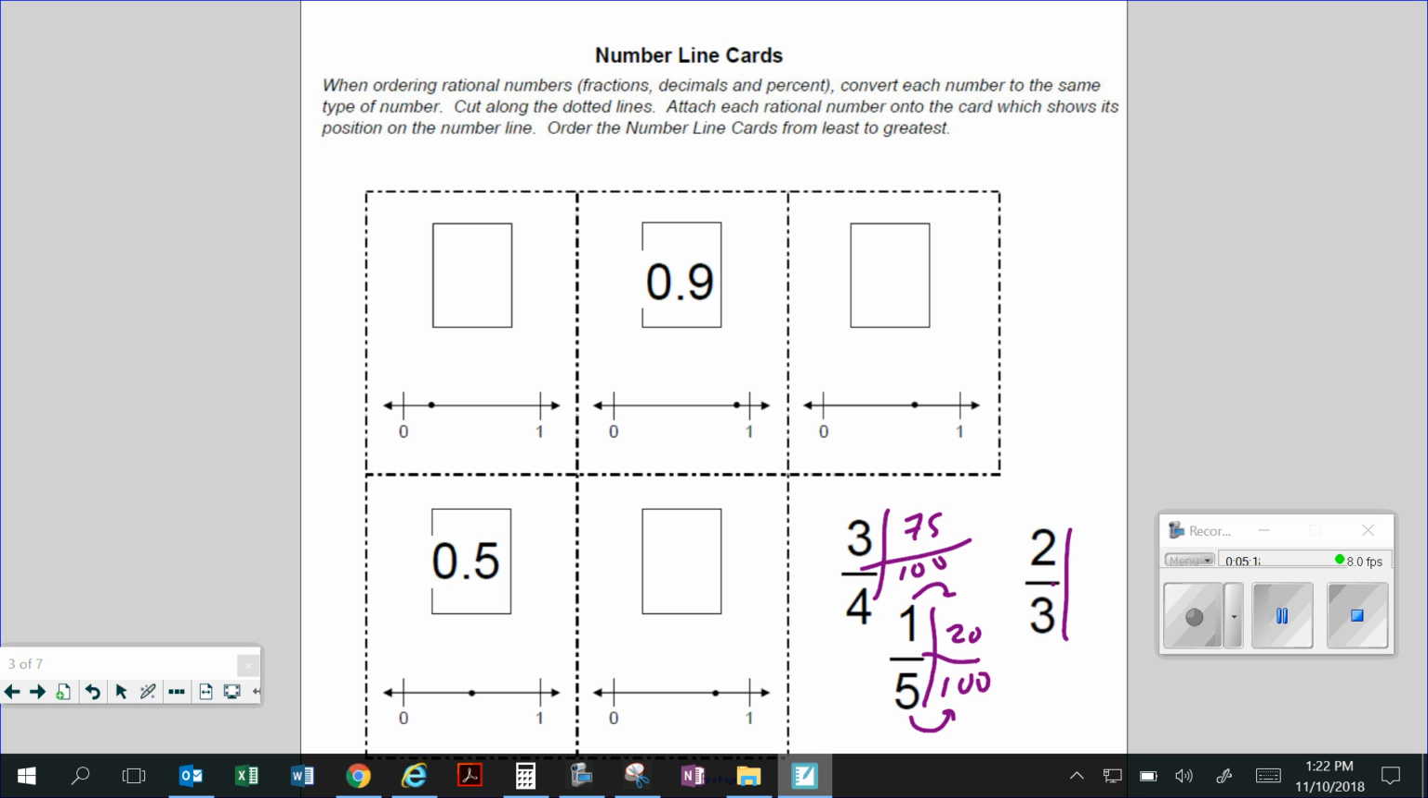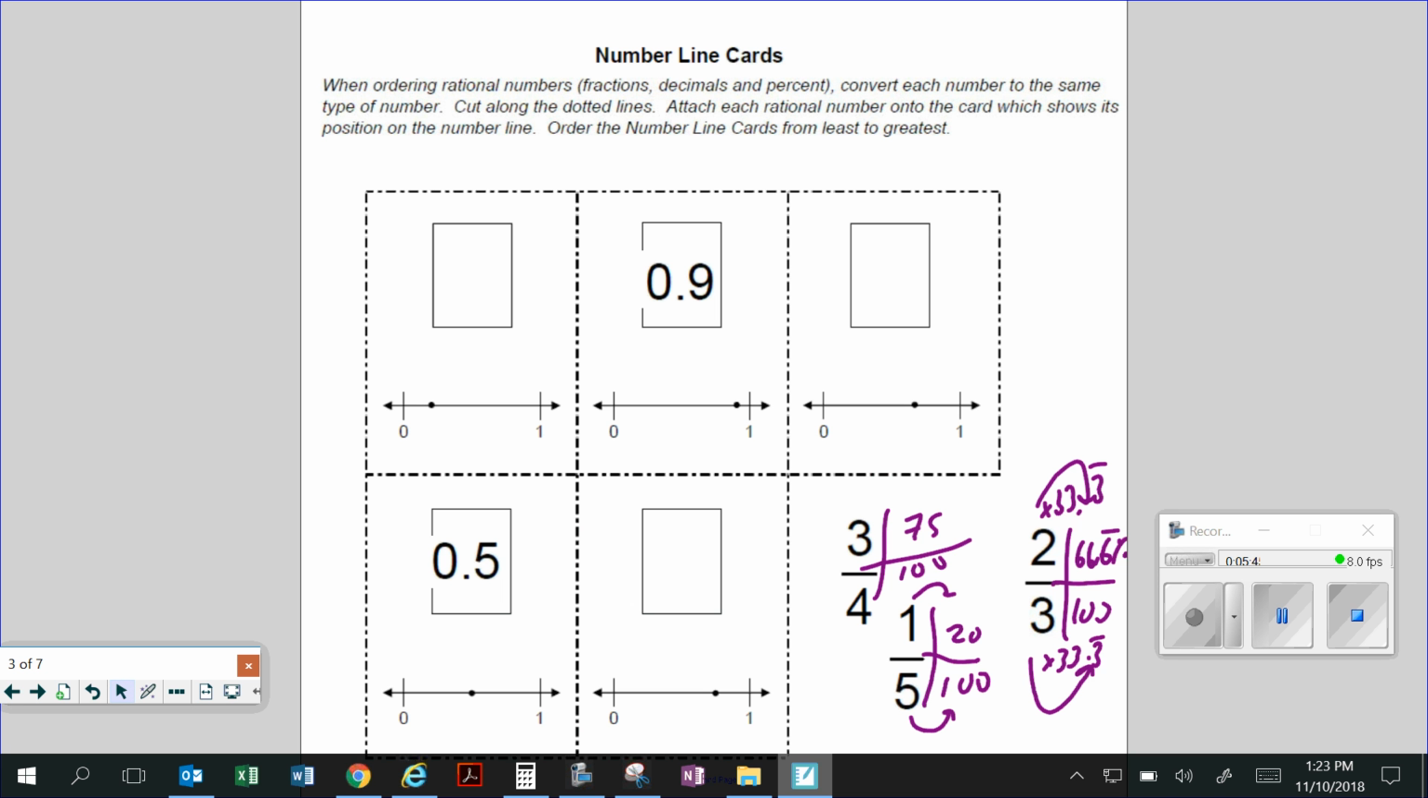75%. And last but not least, about how many threes go into 100? About 33 times. If you would like to be a little more exact, it's actually 33.3 repeating. So two groups of 33.3 is 66.6. If you say 66%, I'm okay with that because we are estimating.